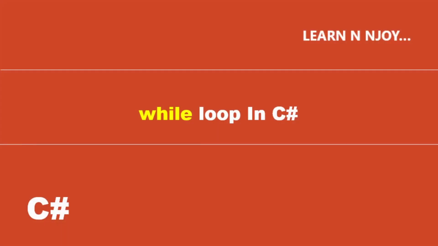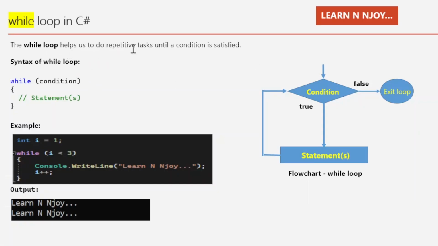While loop in C#. What is a while loop? The while loop helps us to do repetitive tasks until a condition is satisfied. Let's try to understand it by the flowchart shown over here. At the entry gate of the while loop, the condition is checked. If the condition is true, control goes inside the loop and executes this statement, and then again it comes to the condition check. If it turns out to be true again, it enters the loop and executes this statement. This process goes on until the condition is no longer satisfied. If the condition returns false, it exits the loop. And if the first condition check itself turns out to be false, then it never enters the loop.